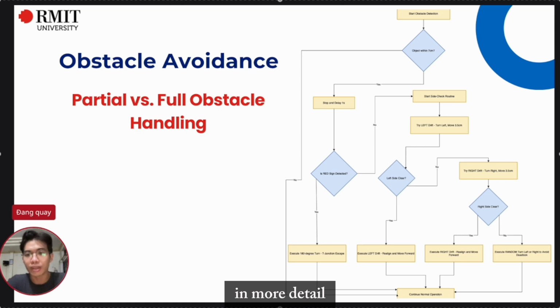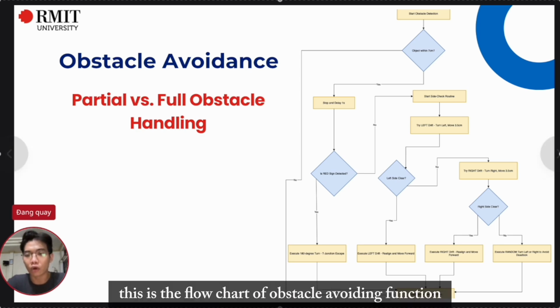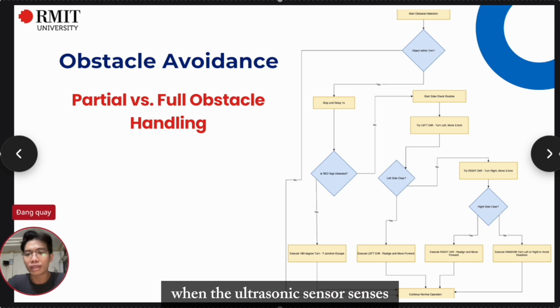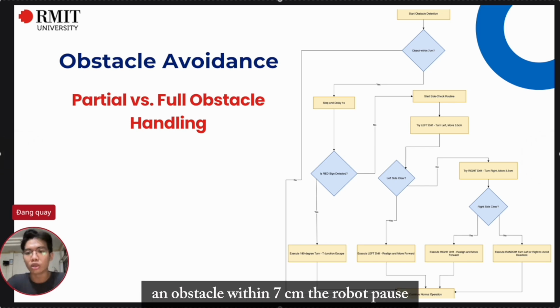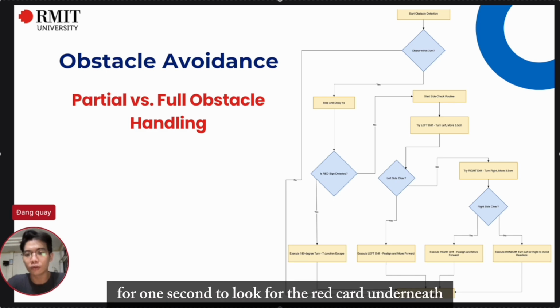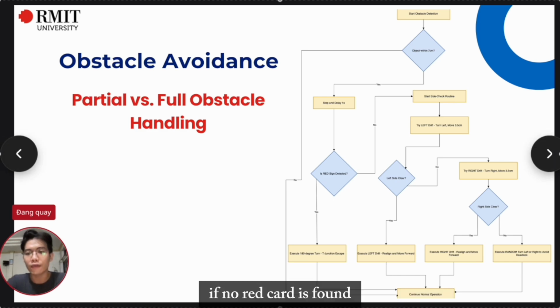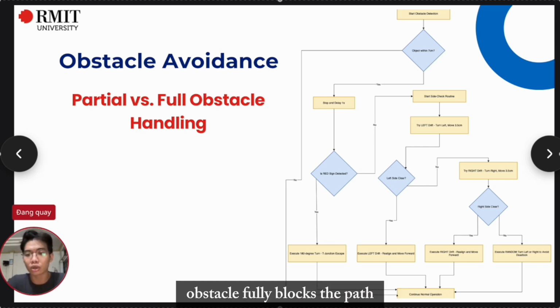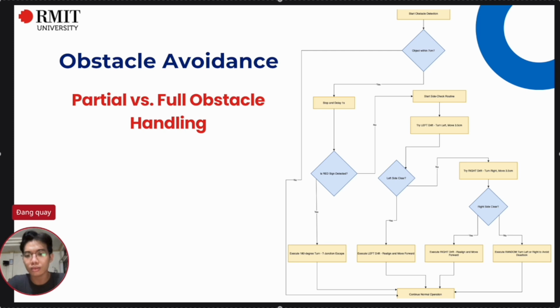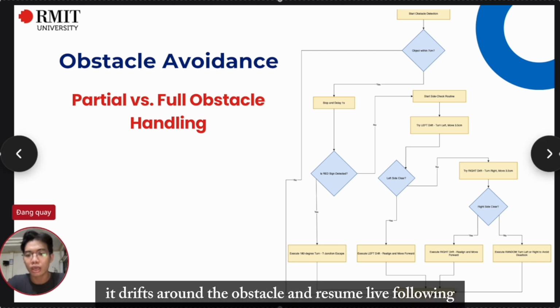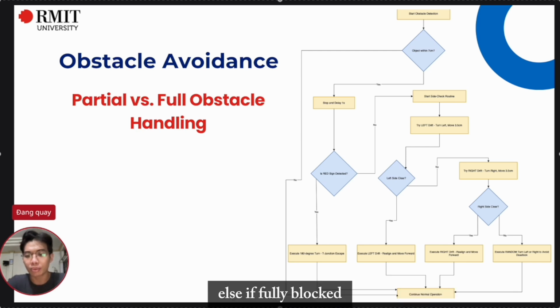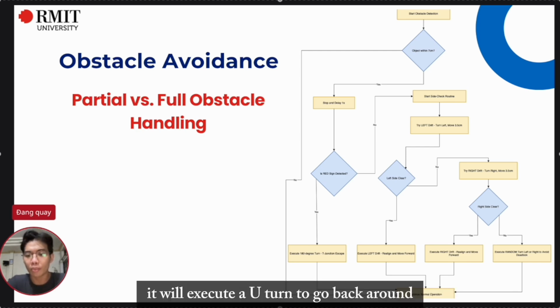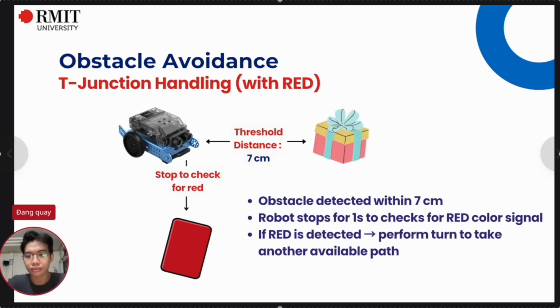In more detail, this is the flowchart of the obstacle avoidance function. When the ultrasonic sensor reaches an obstacle within 7 centimeters, the robot pauses for 1 second to look for the red card underneath. If no red card is found, it turns left and then right to see whether the obstacle fully blocks the path. If partially blocked, it drifts around the obstacle and resumes line following. Else, if fully blocked, it executes a U-turn to go back around and avoid the obstacle.